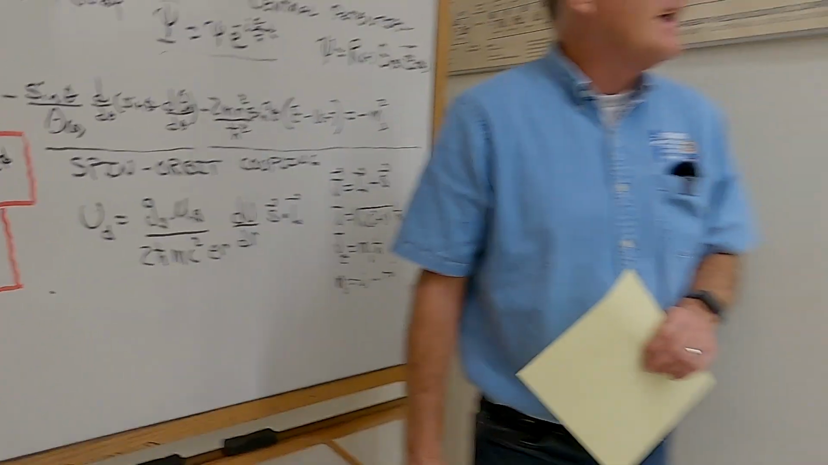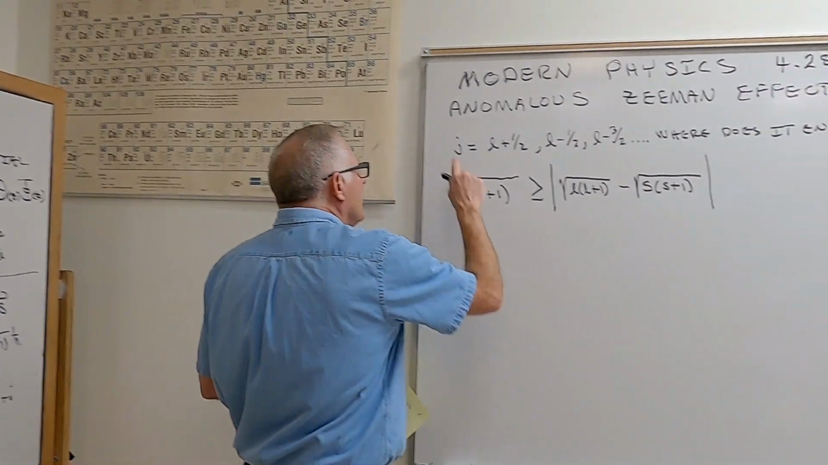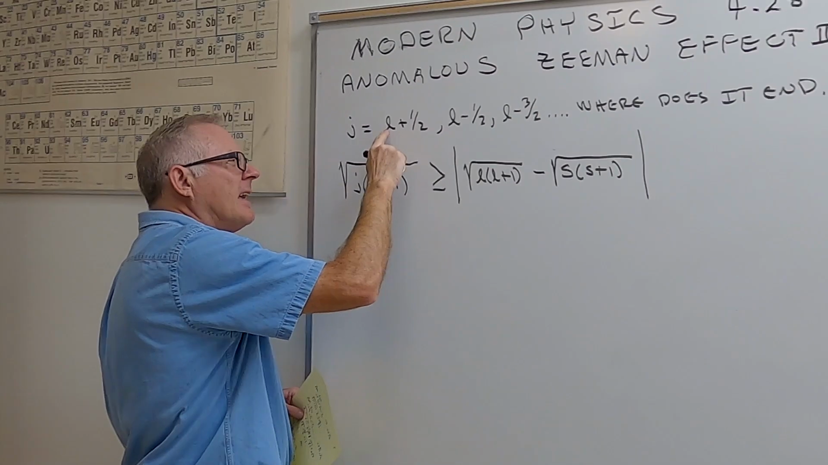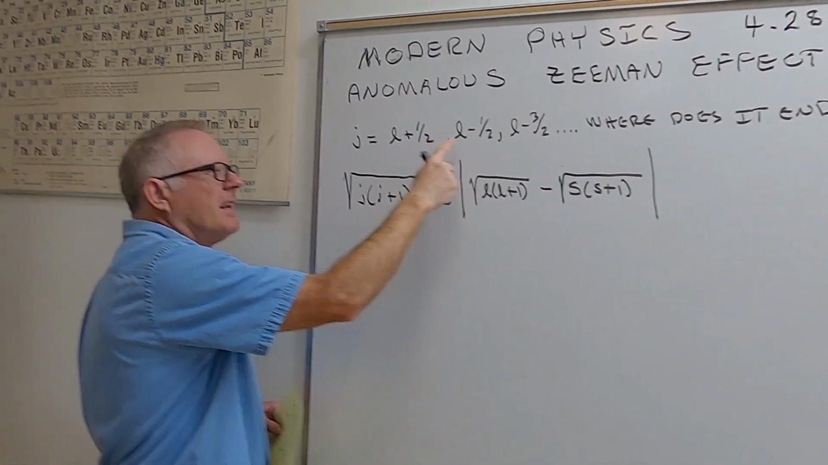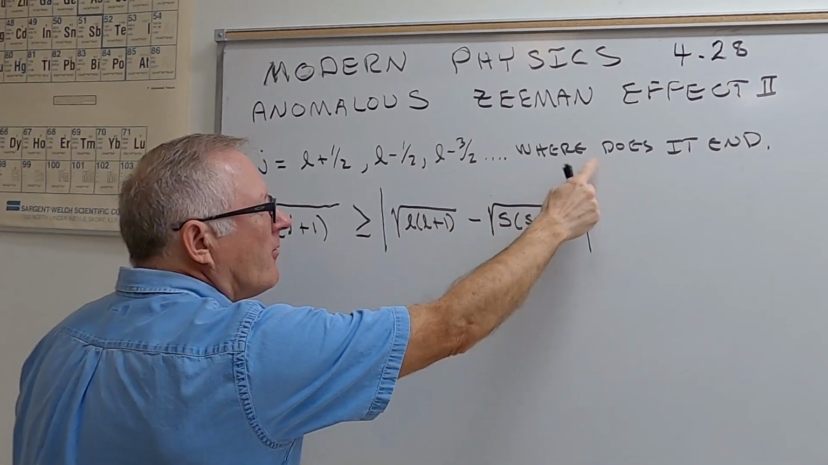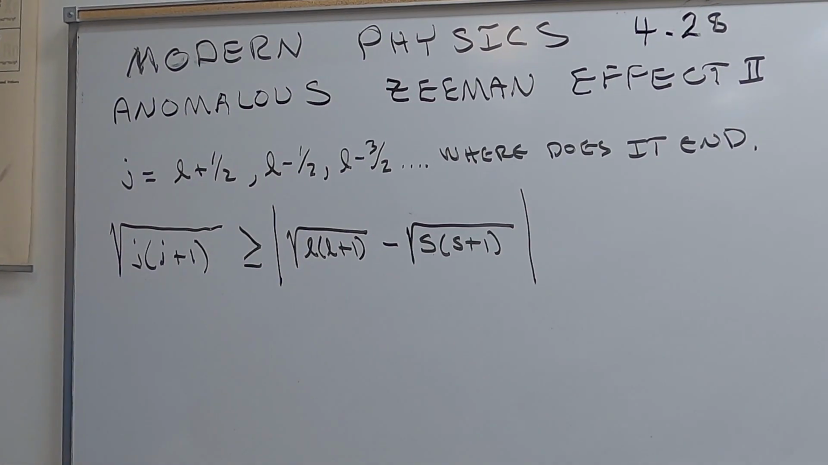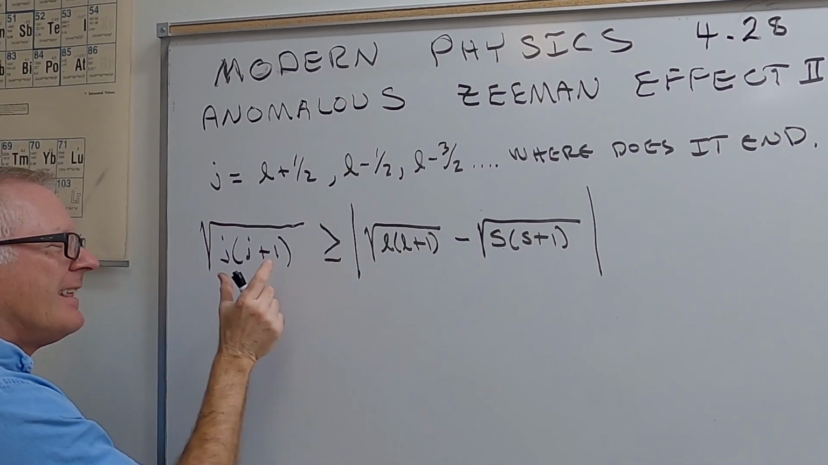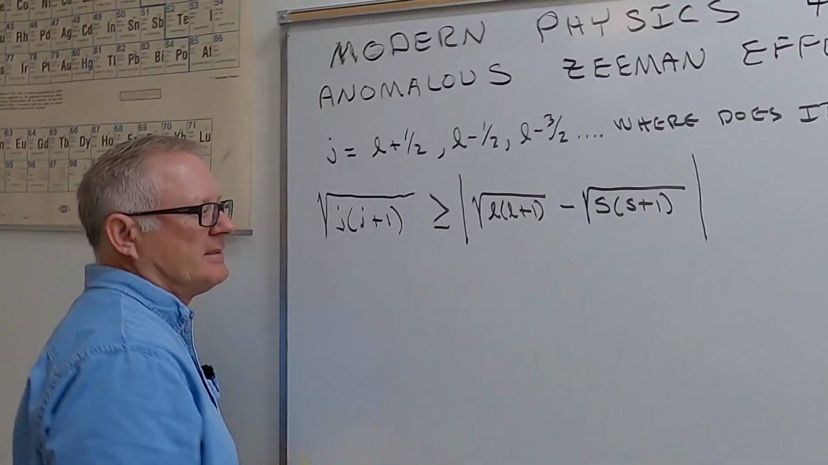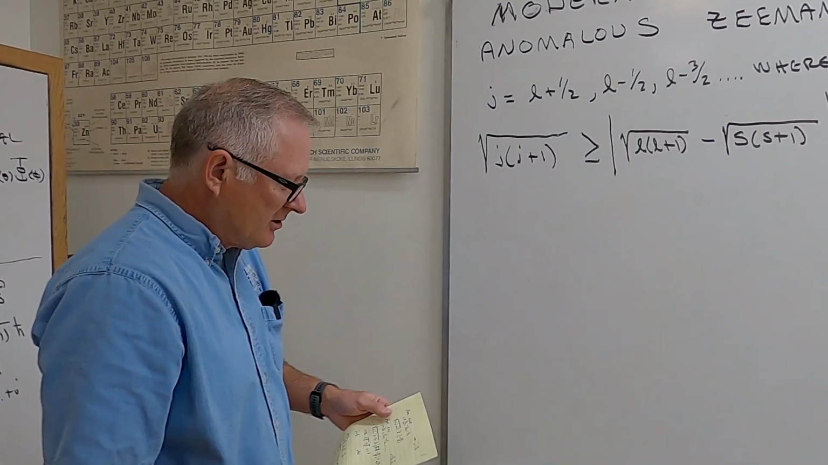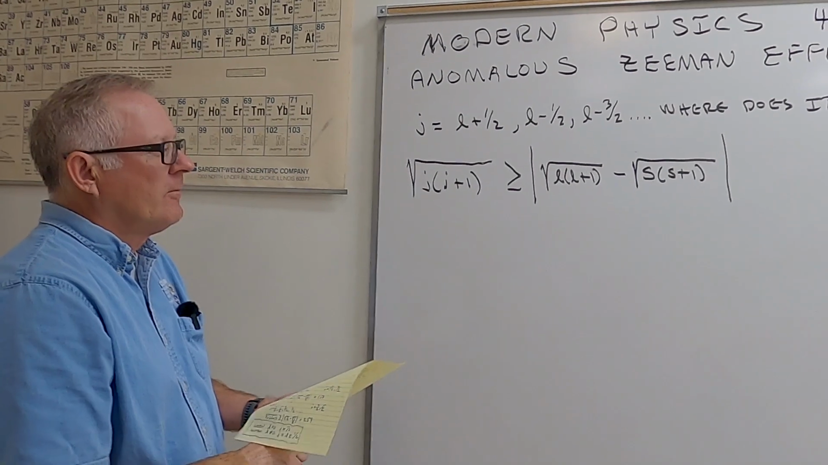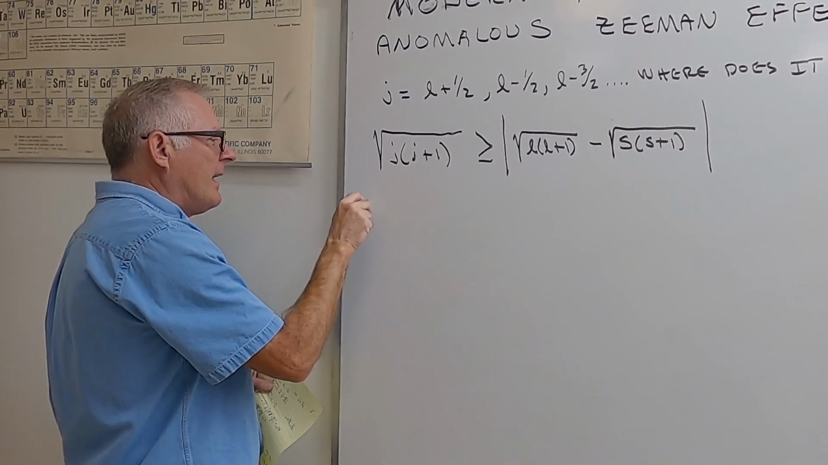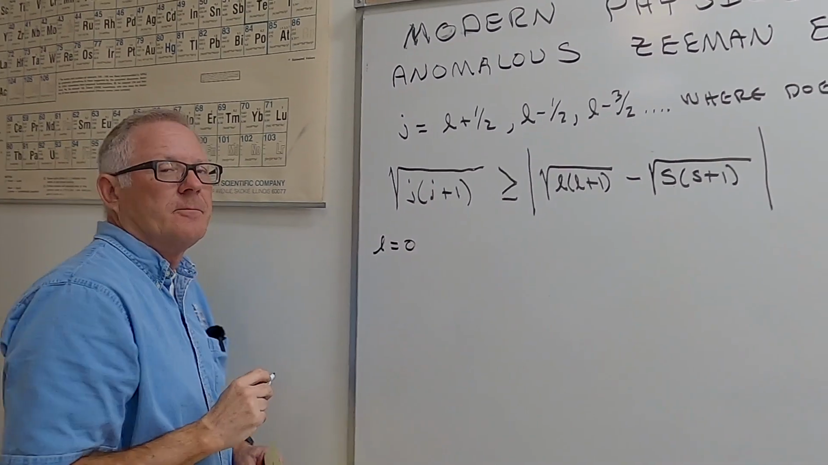Now, we did say on the last one that J, the maximum it is L plus a half, but then it drops an integer, and we didn't know how far down it went. But then we looked at that vector, and we got some vector relationship that said this had to be greater than this. So let's just look at it now for some specific cases. Let's look at it for the case where L is equal to 0.